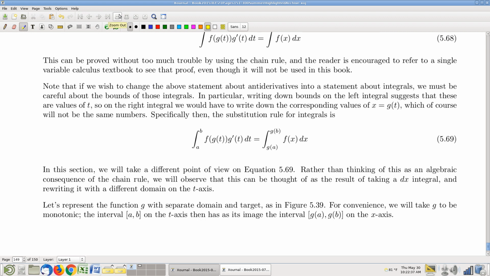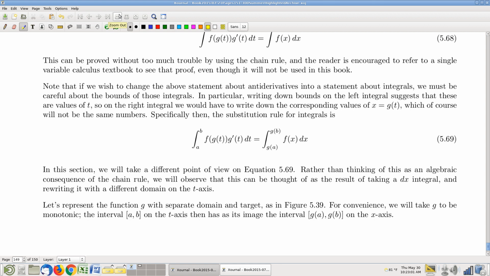What I want to do for you, though, is give you a different point of view on this. And look, you've probably noticed the pattern. Very often when I take an old topic and give you a different point of view, it's because that different point of view is setting up the opportunity to extend to the multivariable setting. That's exactly what I'm going to do here. I'm going to take a point of view on the substitution rule that will allow me to extend it to the multivariable context.